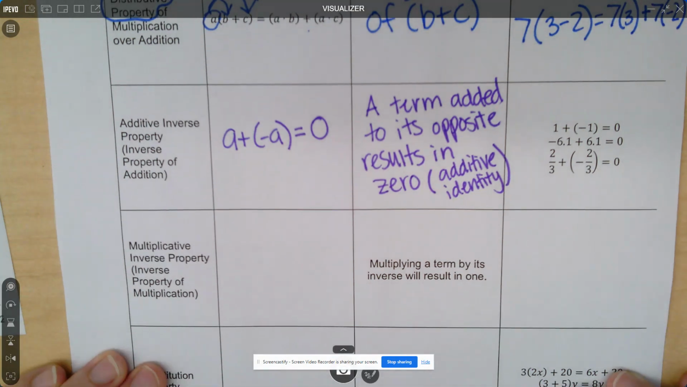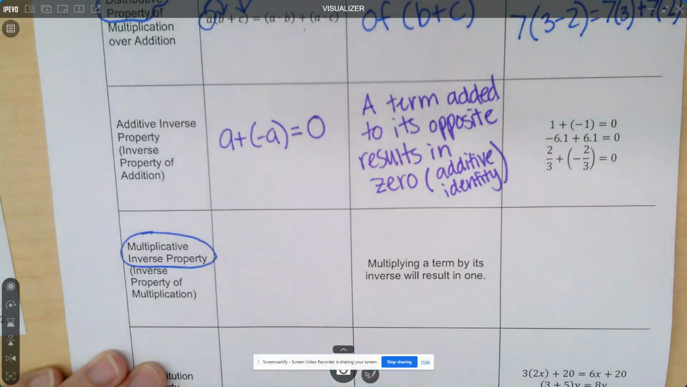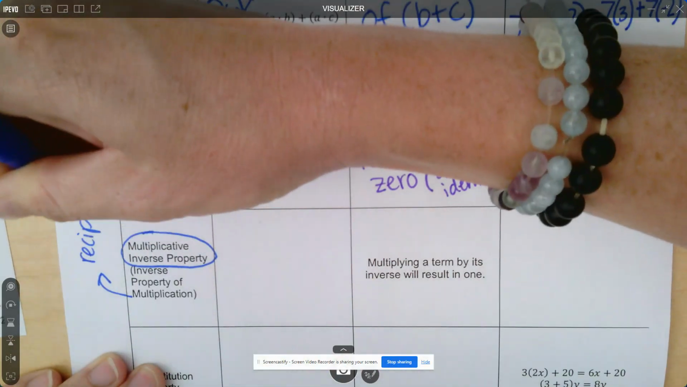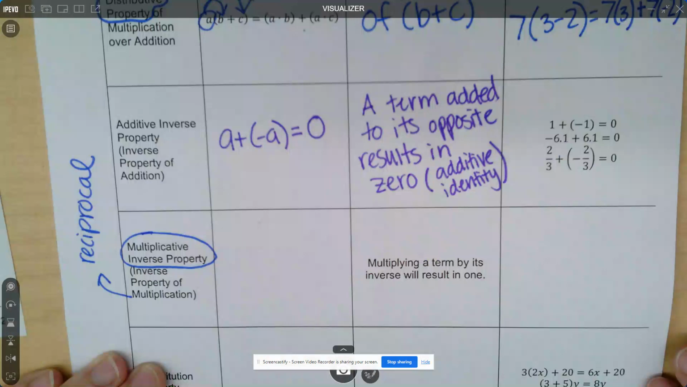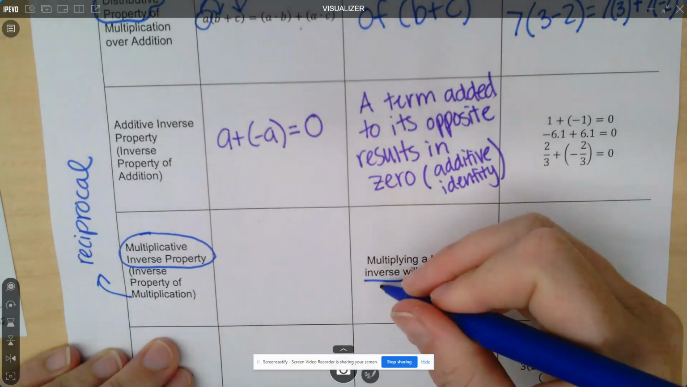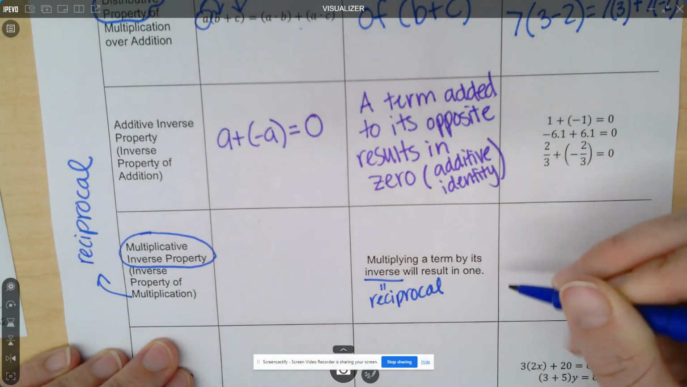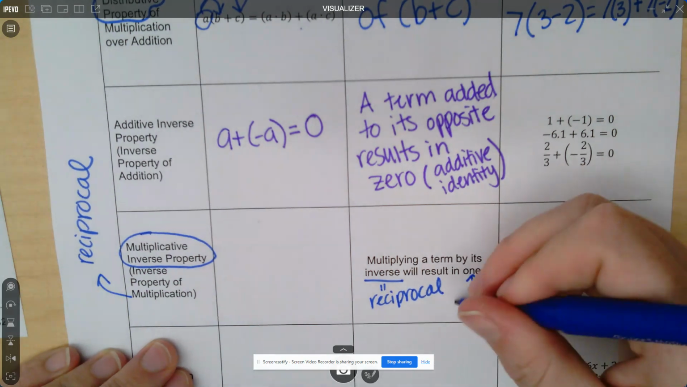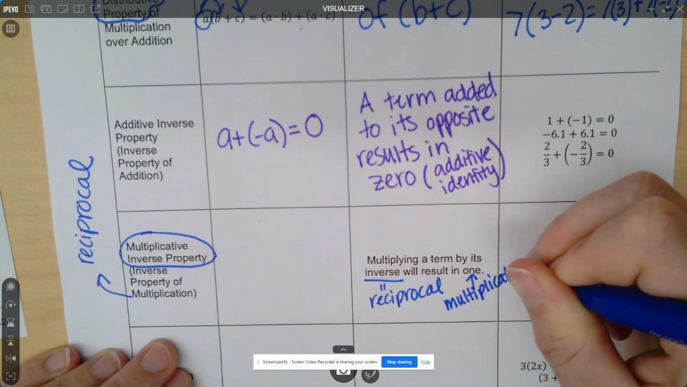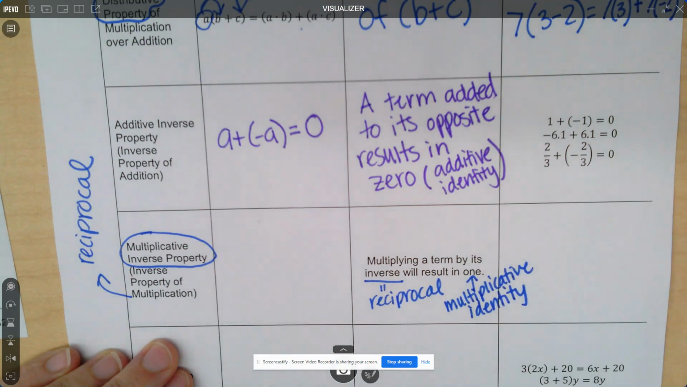Another inverse property we've talked about in class is the multiplicative inverse property. And we talked about how the multiplicative inverse property is the same thing as a number's reciprocal. So we talked about how multiplying a term by its inverse or reciprocal will result in 1, and 1 is the multiplicative identity. So add those notes to that.